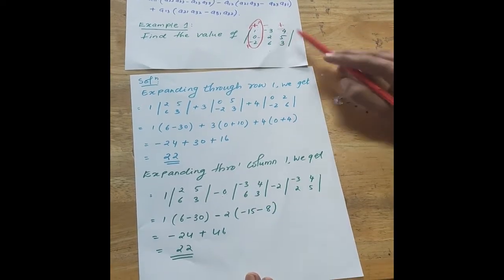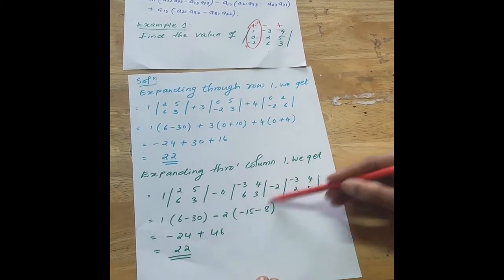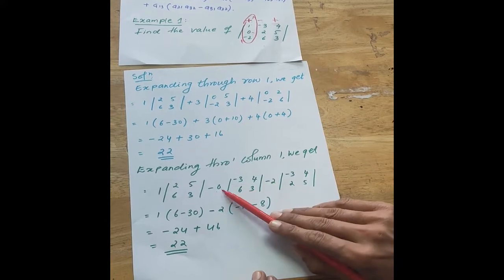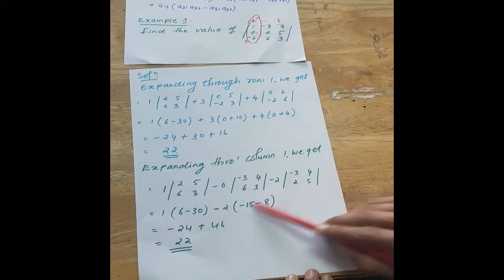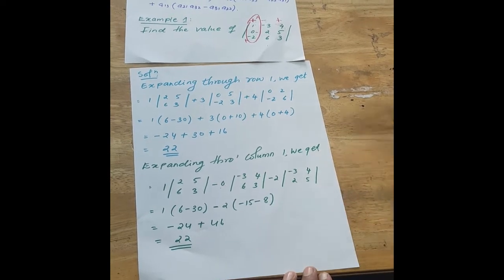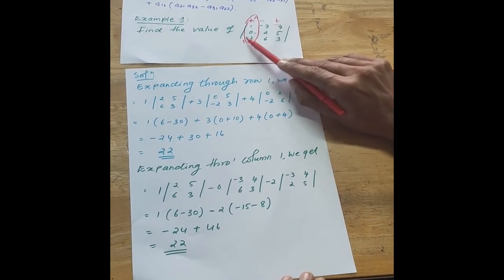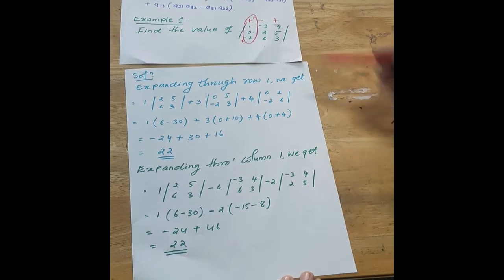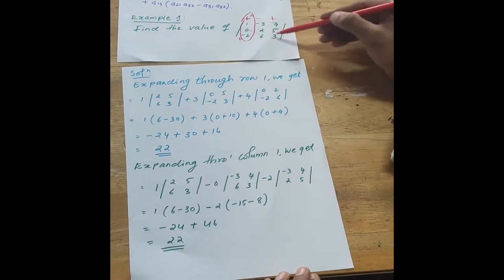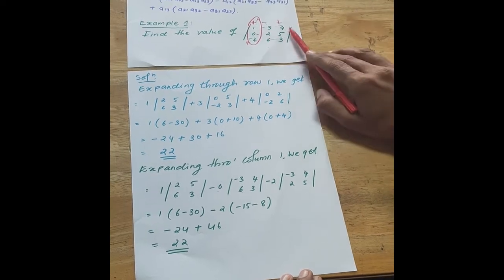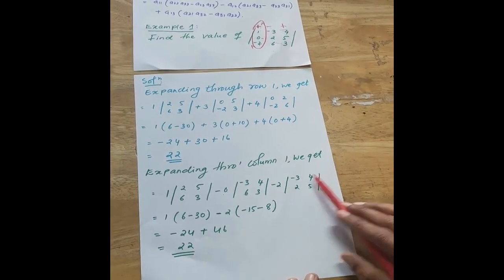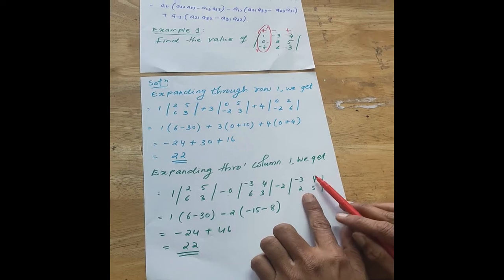Now you should understand, if you don't write this also it's fine, it's up to you. Since 0 into anything is 0, you can directly wipe out this one. So you don't have to write this. Next, minus 2, plus into minus is minus 2. Then this is in the third row and first column, so you have to cover up this, minus 3 4 2 5, minus 3 4 2 5. So you're getting this value, right?